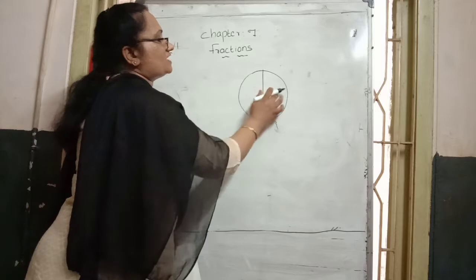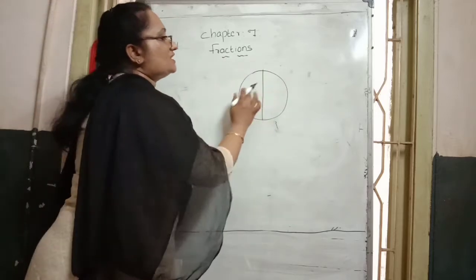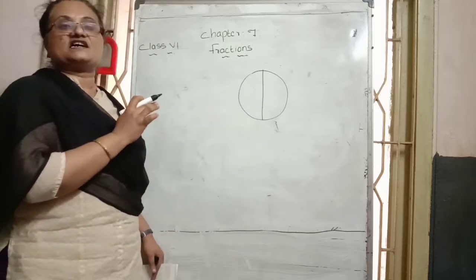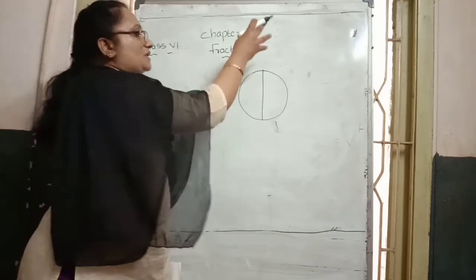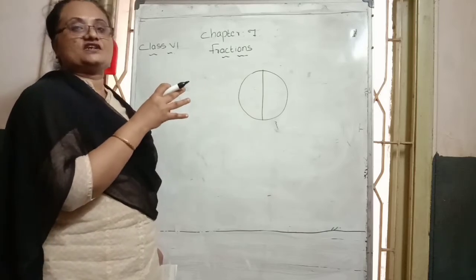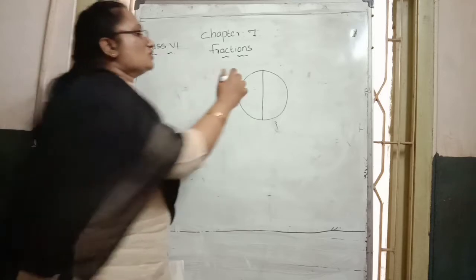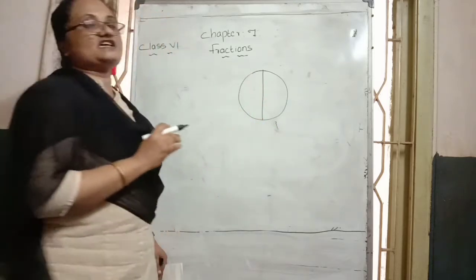Here, see the one full circle. How many parts is it divided into? Two parts are there. So, parts of a whole thing we call a fraction. The definition of a fraction is a part of a whole thing. So here, how do we represent it fraction-wise?